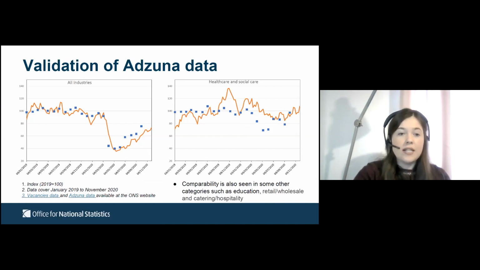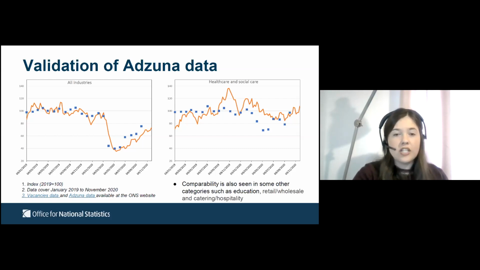And we can see that the trends in the Adzuna data are fairly comparable to the vacancy survey, certainly at this high level of all industries. There is, however, less comparability in some of the individual categories. So the health and social care, which is on the right-hand side, is one that generally maps better to the Adzuna data, but you can see there is still some divergence in some of the trends.